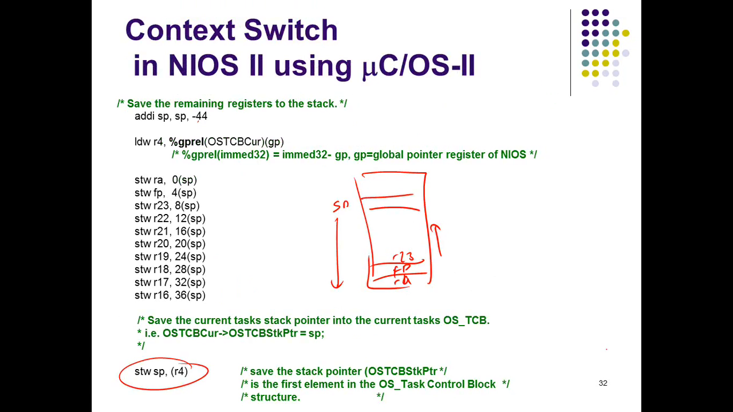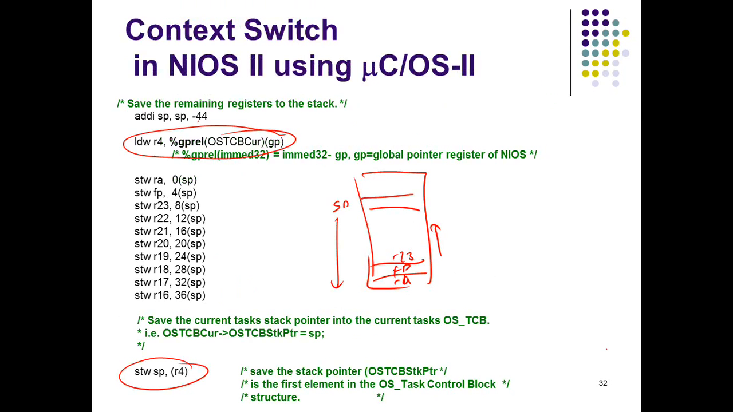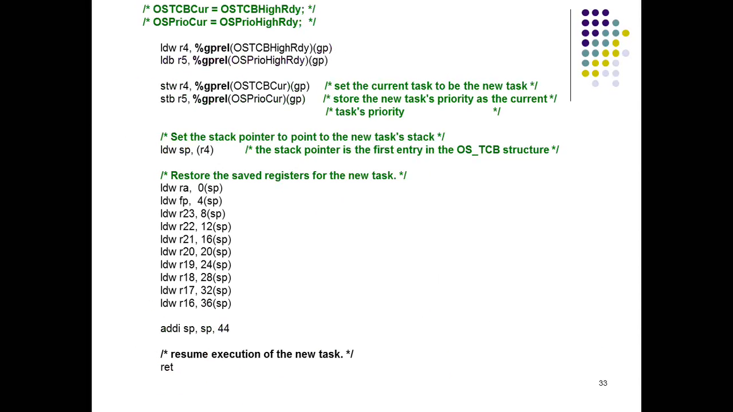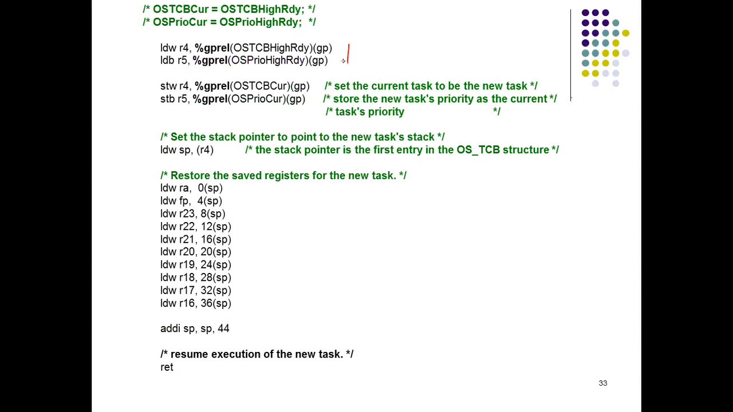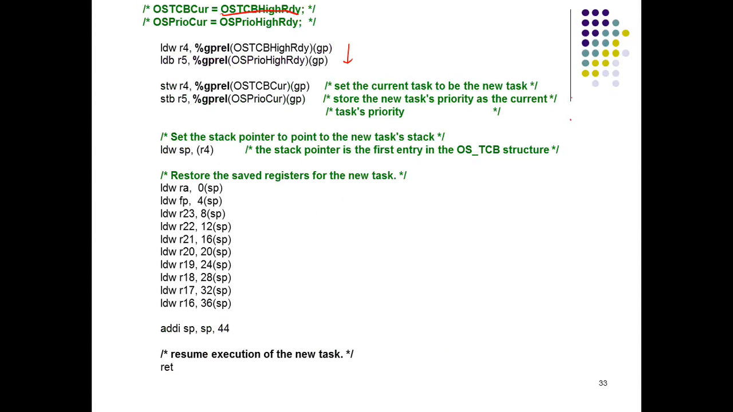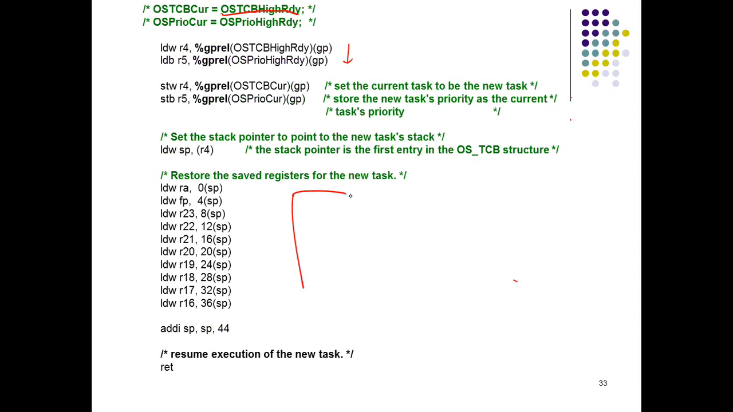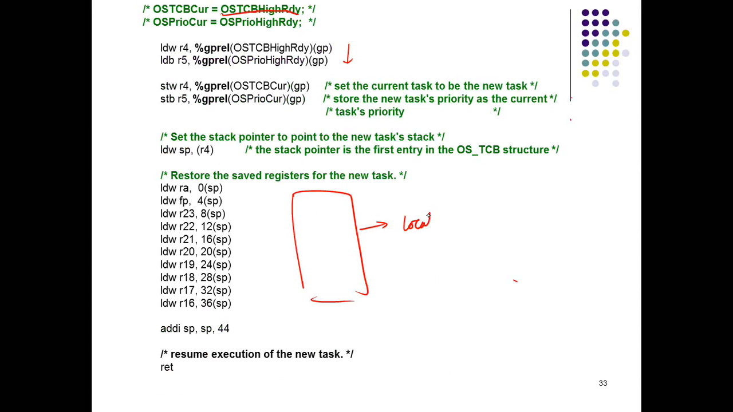Then I store R4, which is currently holding, this is essentially saying, the offset to memory from your current pointer and pointer location. Then it says load in the next address, OS task control block high ready. So load what the OS says is the high priority task, and take that from memory. You load all your registers into local registers.